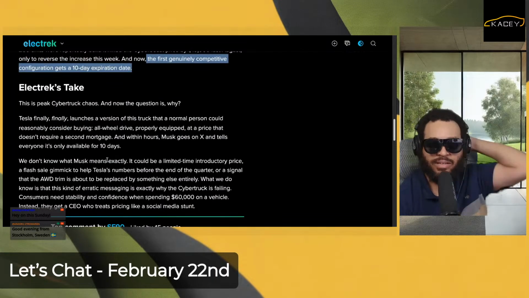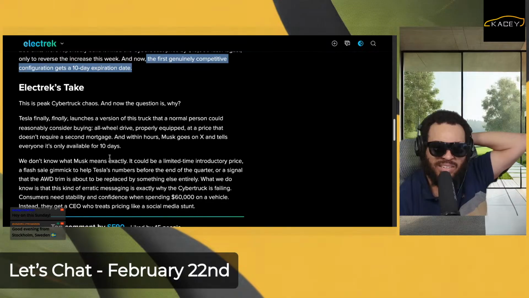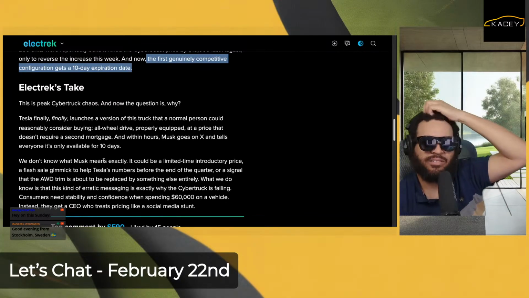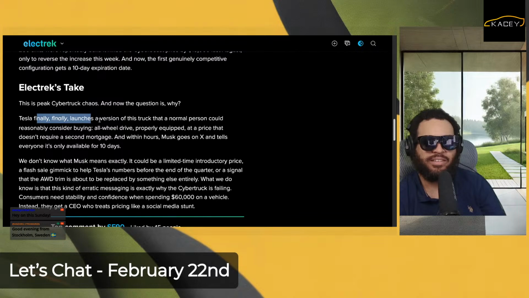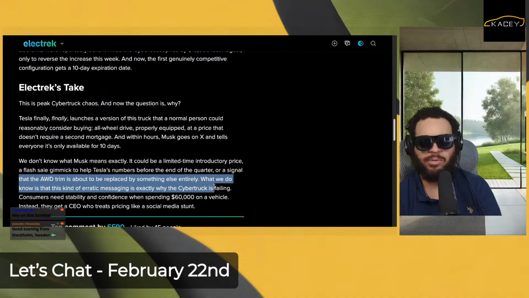Electrek's take is this is peak Cybertruck chaos, and now the question is why? Musk, obviously. That's the answer. Tesla finally launches a version of this truck that a normal person could reasonably consider buying. All-wheel drive, properly equipped at a price that doesn't require a second mortgage, and within hours, Musk goes on X and tells everyone it's only available for 10 days. We don't know what Musk means exactly. It could be a limited time introductory price, a flash sale gimmick to help Tesla numbers before the end of the quarter, or a signal that the all-wheel drive trim is about to be replaced by something else entirely.